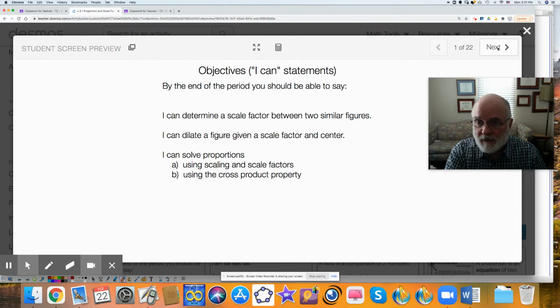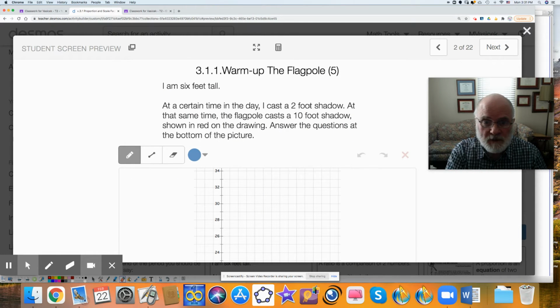Okay. That said, first thing we'll look at is the warm-up, this flagpole. I'm 6 feet tall. At a certain time of the day, I cast a 2-foot shadow. At that same time, the flagpole casts a 10-foot shadow. Drawn in the drawing on red, answer the questions at the bottom of the page.